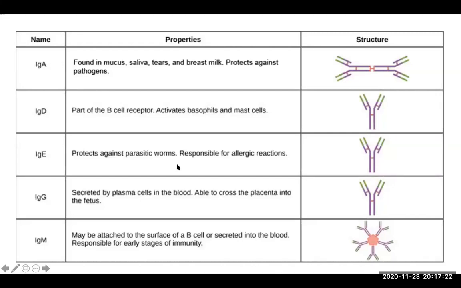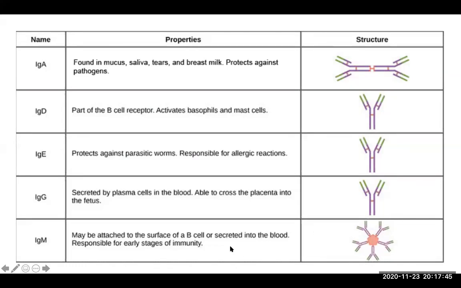Okay. IgG, we've talked about quite a bit. It's your long-term immunity. It's able to cross the placenta, so that's very important. And we'll have a discussion about that in a moment. And then, of course, IgM, already talked about, that's the first responder in an infection.